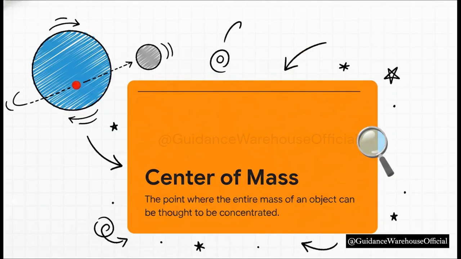To simplify complex physics problems, we usually treat a large body as if all its mass is perfectly concentrated at one specific point right in its center. Because the Earth and the Moon are pulling on each other, the Earth actually does move. It doesn't just sit perfectly stationary in space.